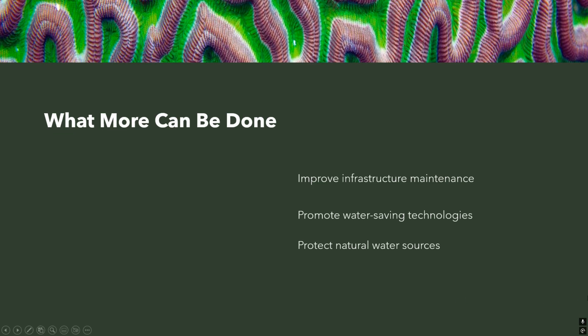What can we do more about our water scarcity problem? We can improve our infrastructure maintenance, we can promote water-saving technologies, and we can protect our natural water sources, prevent pollution, plastic waste, bad sanitation, and so on.